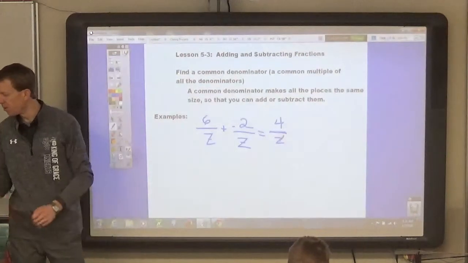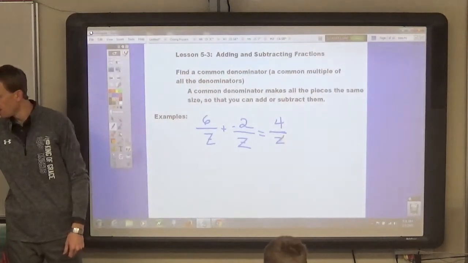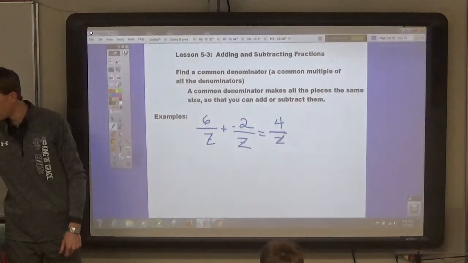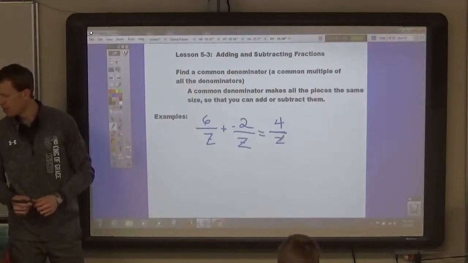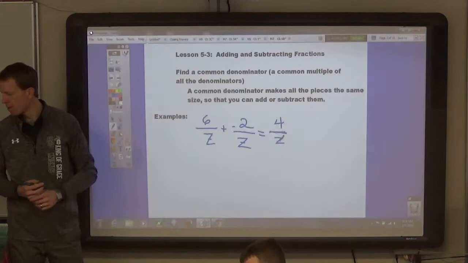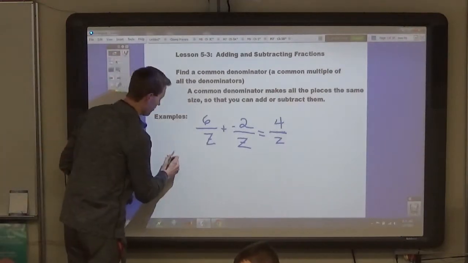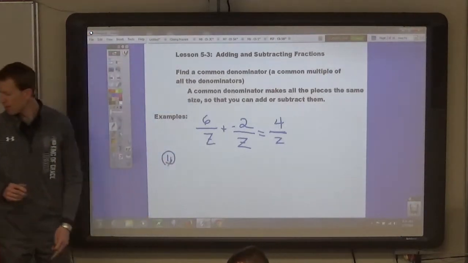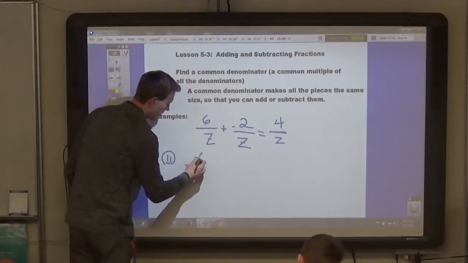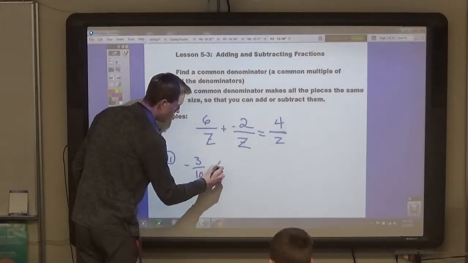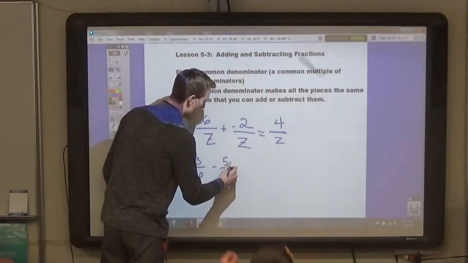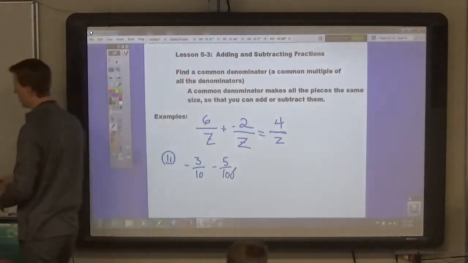Let's look at another example. Go down to number 11. We're on page 250. Number 11. Negative 3 over 10 minus 5 over 100. Okay.